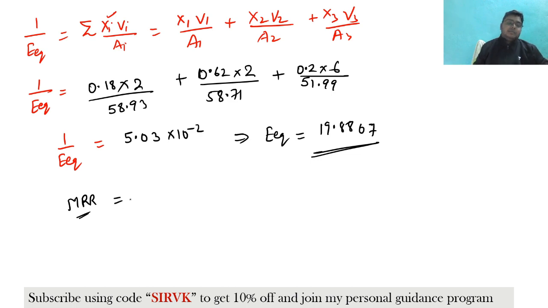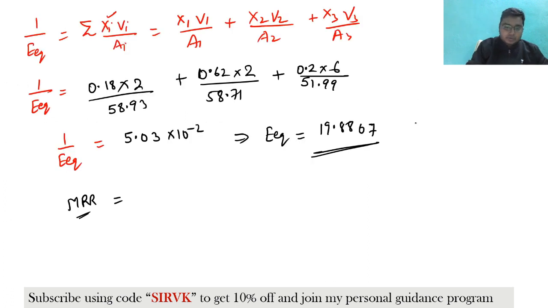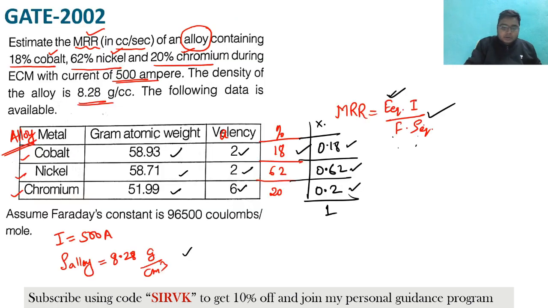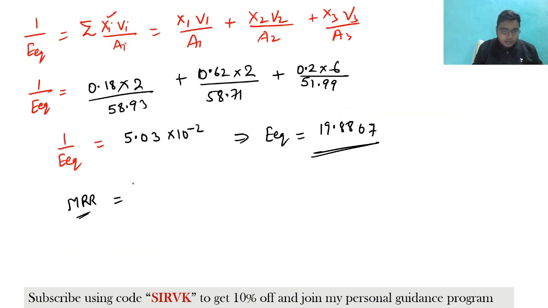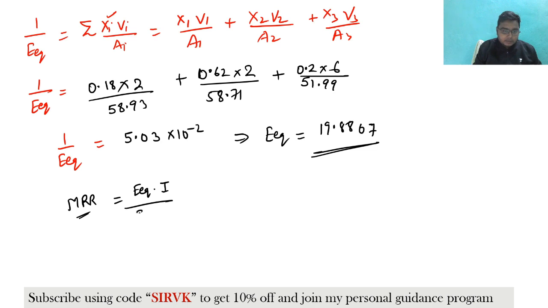So MRR will be basically E equivalent into I by F into rho equivalent. So you can write here that E equivalent into I by F into rho equivalent.